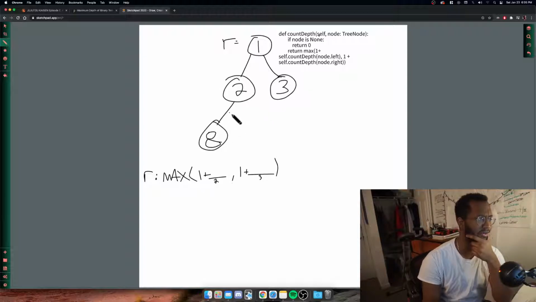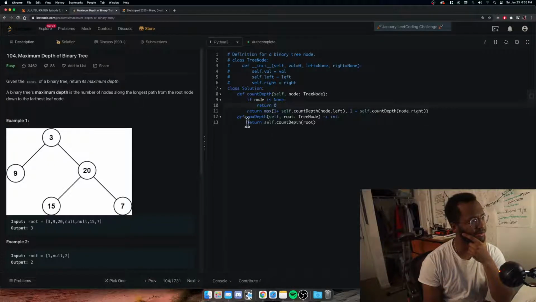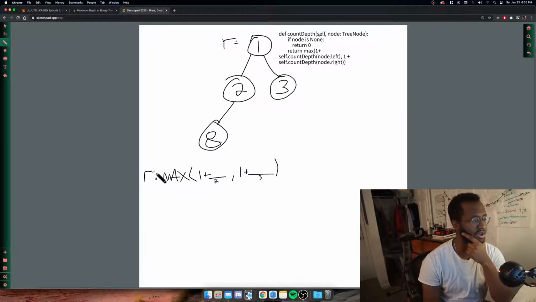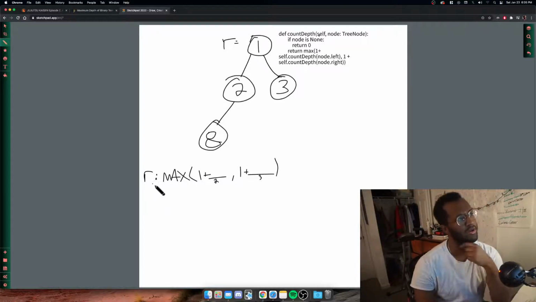So let's follow that. So I have R here, R is going to be equal to root, which is going to be equal to 1 here. And so we're using R here, but you could write 1 if you wanted to. And then we're just going to follow this line by line. So in our original example, we're calling return self.countDepth root. So we're starting with the root. So R here is going to be the node; the node on the right before the colon is always going to be the node calling the function.